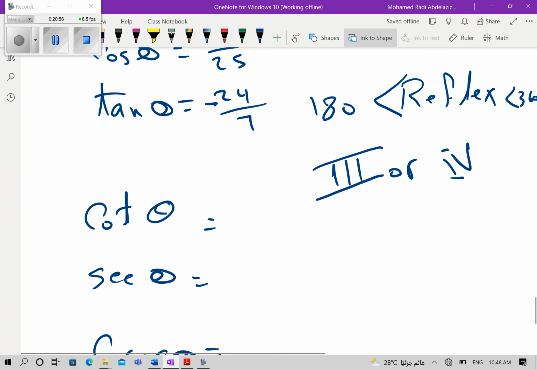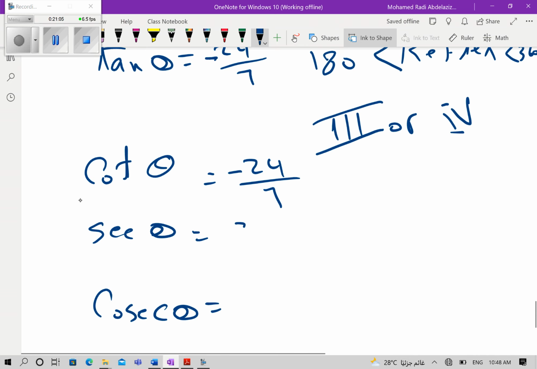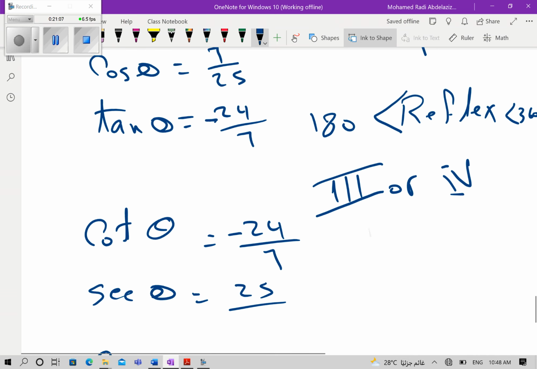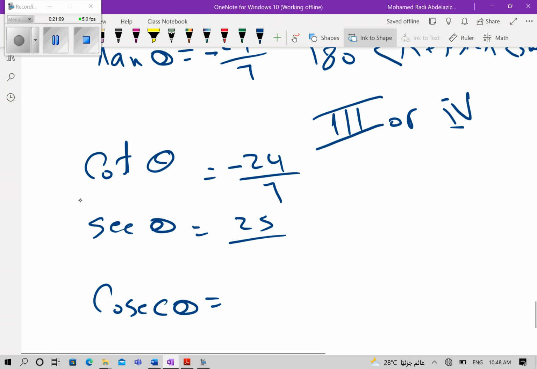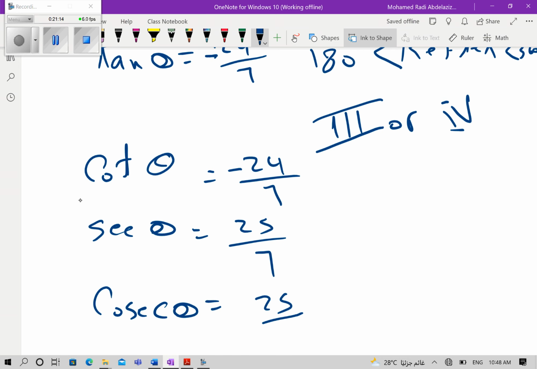Cotan is the reciprocal of tan. Sec is the reciprocal of cosine, 25 over 7. Cosec is the reciprocal of sine, 25 over 24.